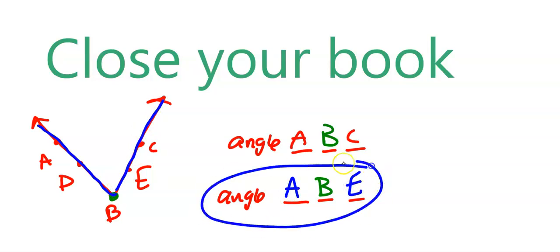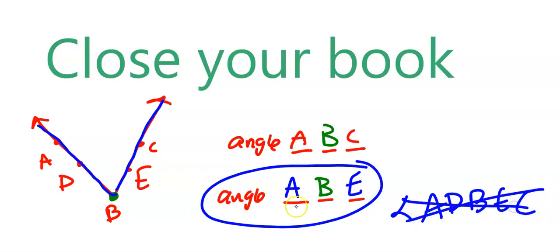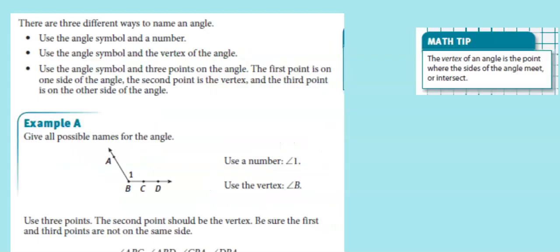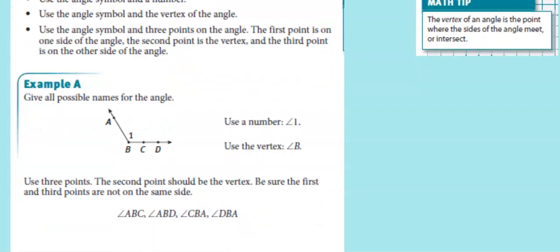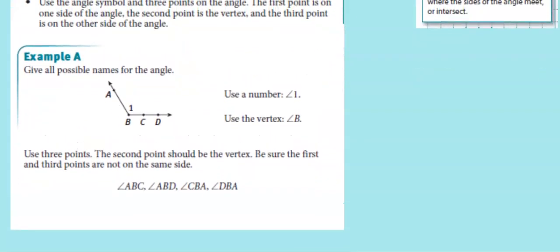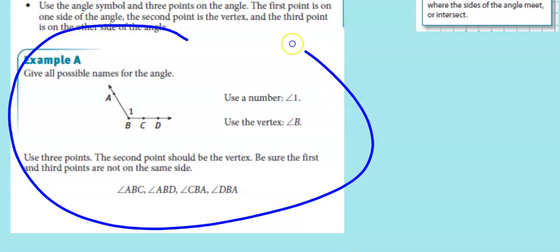You can only pick 3. You cannot call it angle A, D, B, E, C. That's incorrect. Must use 3 letters. Vertex must be the middle one. Okay, so your book walks you through that. I just had you shut your book because I find it a little more confusing. But this whole thing right here explains what I just said.